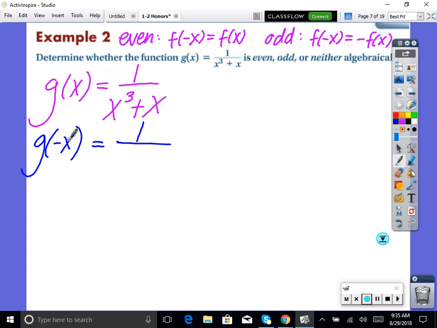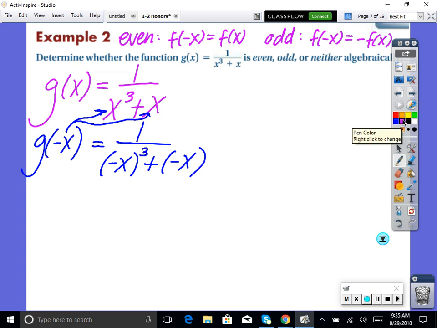Now once again, if you're substituting in that for that and that, use parentheses. So now we have negative x cubed, true? Plus negative x. We have accomplished the first step here. Now our goal is to simplify it completely down so we can compare it to the original. So let's simplify this. On top we have a 1 still. Now a negative 1 cubed is a negative. So isn't this negative x cubed, everyone? Yes. So this becomes negative x cubed. Now, plus a negative is a minus sign. True? Yes.